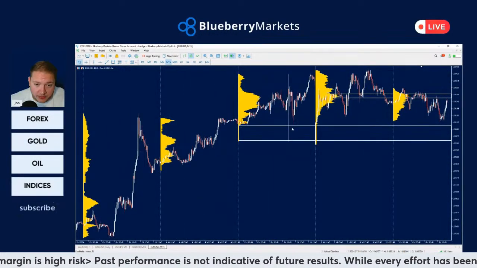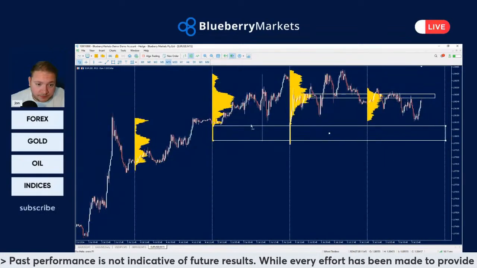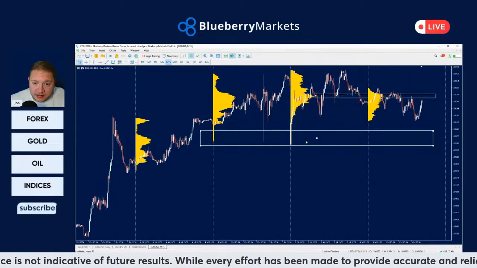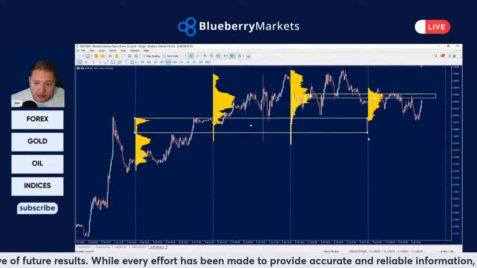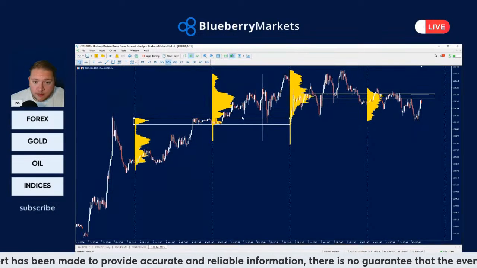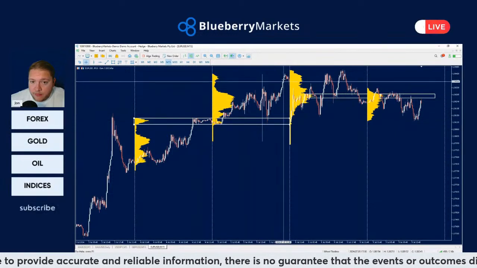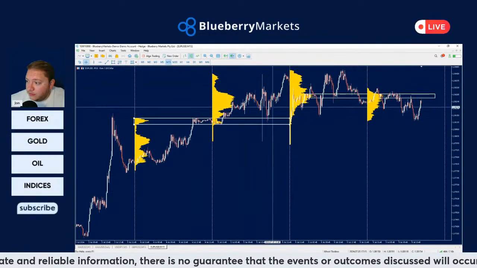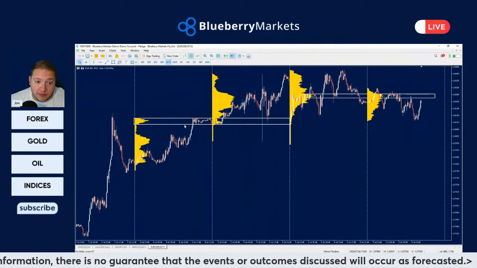Again, where does volume tend to sit when price consolidates? That's what market profile does as well. It shows you a consolidation in here. And look, price comes into that zone there, rejects it, bounces away, right? So market profile, very handy as well.